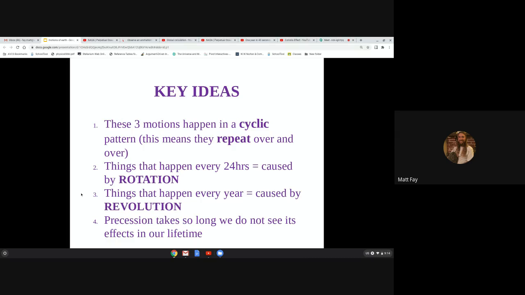All right, so to summarize, key ideas from all of this stuff. We have three motions that the Earth does, and they're all cyclic motions. That means that whatever they do, they repeat over and over again. And so the rotation is a 24-hour cycle, and things that happen every 24 hours are probably caused by rotation. Revolution is a yearly cycle. So again, things like seasons or things that happen once per year, in a yearly cycle, are probably caused by the revolution of the Earth. And precession is something that is interesting, but really doesn't affect us in our lifetime.